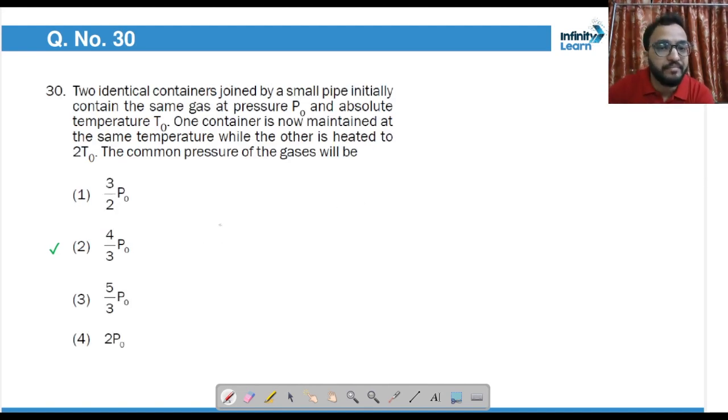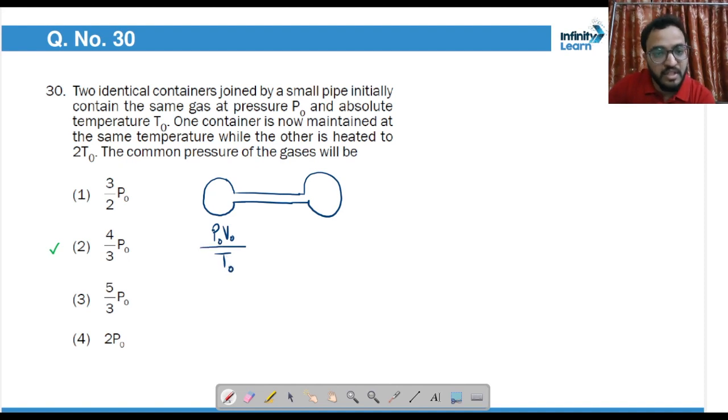Question number 30. There are two ideal containers joined by small pipes. In these kind of questions you have to see that the overall number of atoms is not going to change. Total moles of the atoms will not change. Initially it was P naught, V naught, T naught in each, so these are the number of moles. Overall, the initial number of moles is P naught V naught upon T naught plus P naught V naught upon T naught.